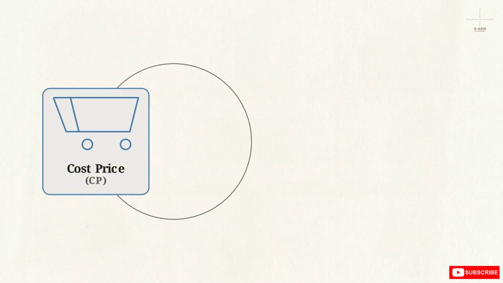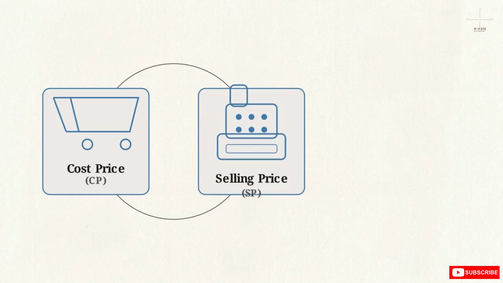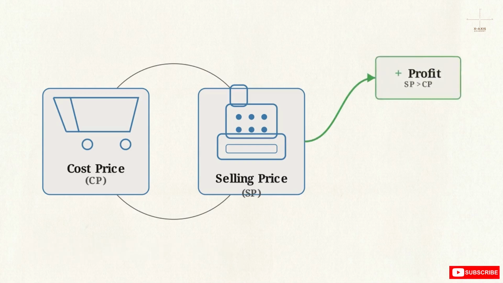Every business operates on a continuous cycle. You spend money to acquire goods. That is your cost price. Then you sell those goods to earn money back. That is your selling price. If you earn more than you spend, you make a profit. If you come up short, you take a loss.